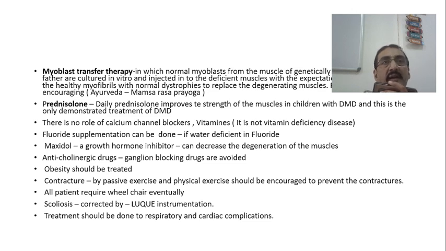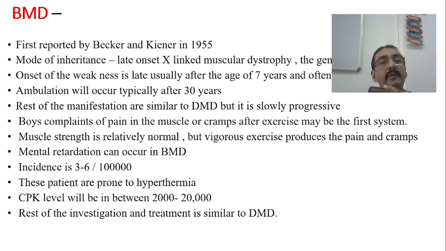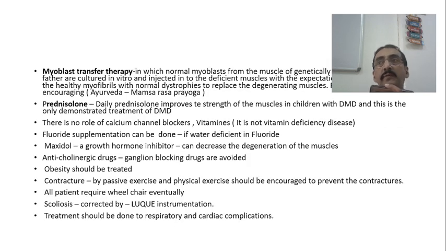Obesity, if it is there, because once the child is no longer ambulant, obesity will also develop, should be treated. Then come contractures. Passive exercise and physical exercise should be encouraged to prevent the contractures. All patients eventually require a wheelchair, one hour a day. Scoliosis and kyphosis will be there, and they should be corrected. Treatment should be given for the respiratory and cardiac complications and also infections. So this is all about the treatment of muscular dystrophy which is available so far. What we can do in Ayurveda, we will see in the next class.